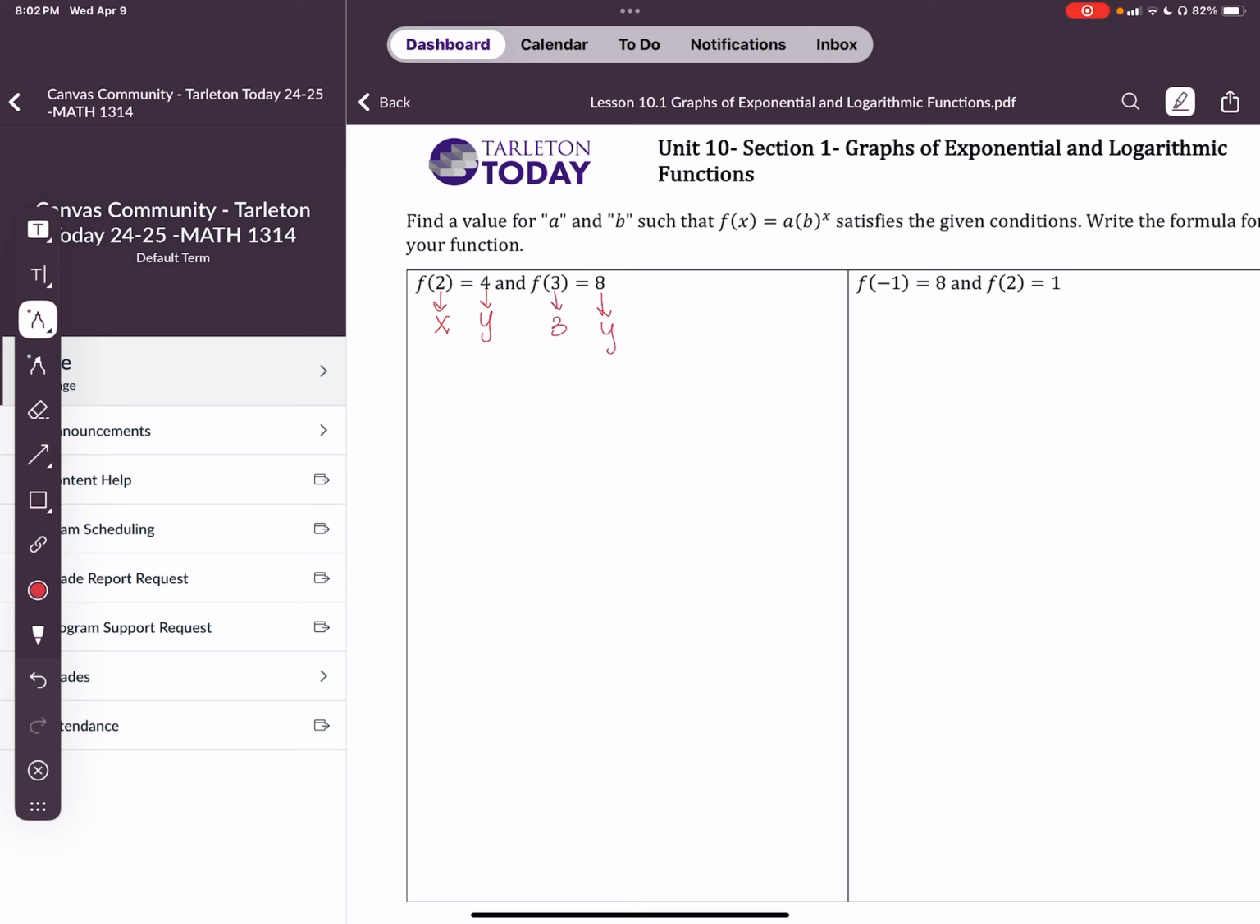So I'm going to make my table. I know I need to start at 0, so I'm going to go 0, 1, 2, 3. And as a reminder, you need to start at 0 to find your initial.